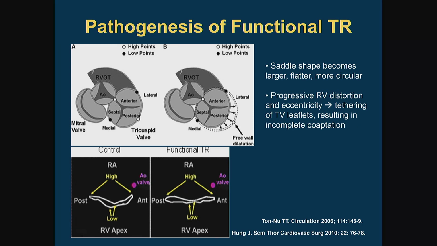So functional TR proceeds as the consequence of distortion of both the three-dimensional shape and the annular enlargement that happens in patients with right ventricular enlargement.